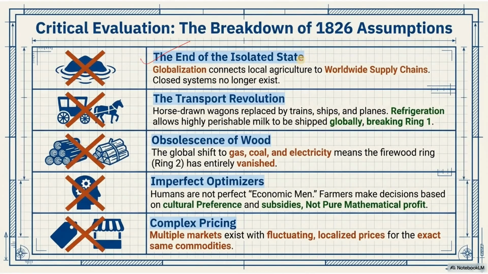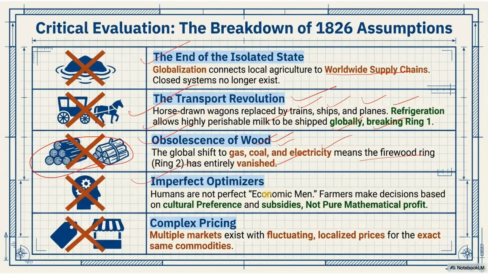Obviously, there is no isolated state anymore. The world now has worldwide supply chains. Transportation changed. The horse-drawn wagon was replaced by trains, ships, planes. Refrigeration allows highly perishable milk to be shipped globally, breaking Ring 1. The obsolescence of wood: wood is no more the only source of fuel. Gas, coal, electricity mean firewood vanished. Ring 2 has entirely vanished.